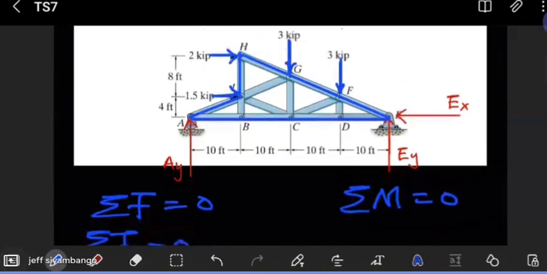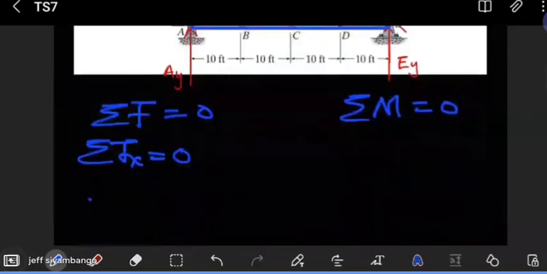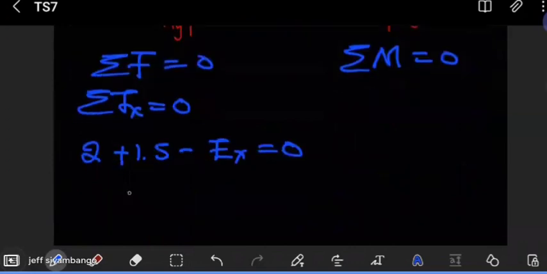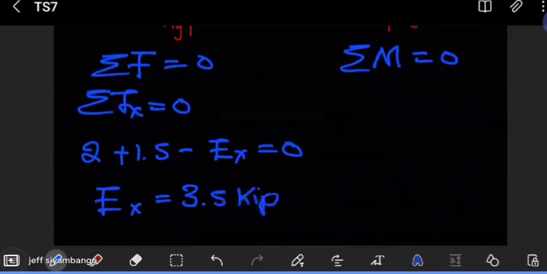In the x-axis, how many forces can you see there? 3. So taking to the right as positive, the 2 kip is to the right acting at H, and then the 1.5 kip is also to the right acting at I, EX being the only one going to the left. So we have 2 plus 1.5, the only one to the left is EX, and this has to sum up to 0. So in the end, EX is equal to 3.5. So we have found what EX is.